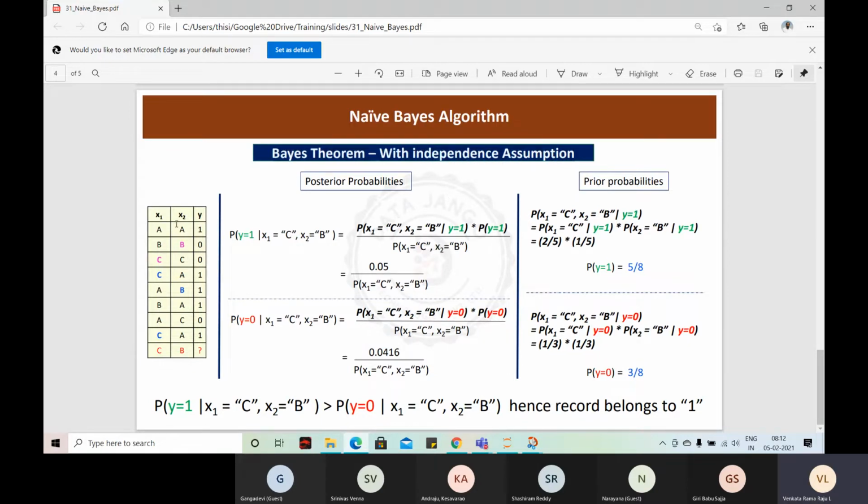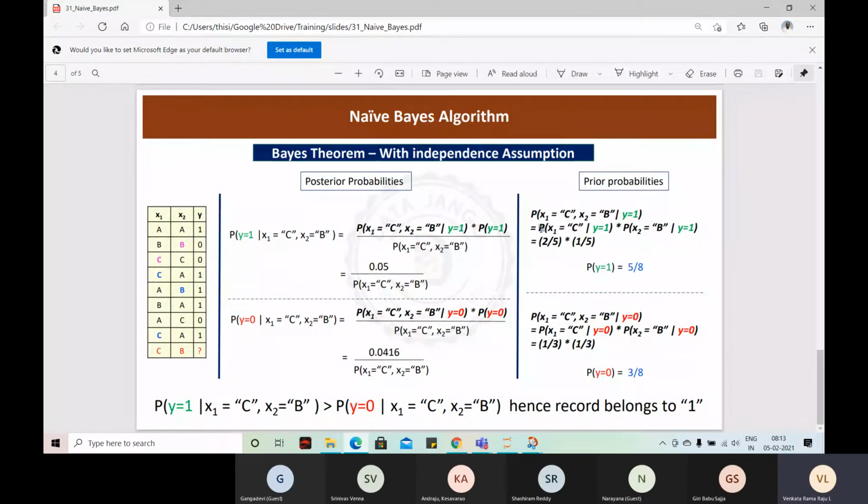So I have taken the data. Now I am trying to predict which class this record belongs to. Probability of y is equal to 1 given x1 is equal to c and x2 is equal to b can be this probability. Probability of c comma b given 1, that combination is not there, but we are assuming independence, so we can calculate it like this: probability of x1 is equal to c given 1 times probability of x2 is equal to b given 1.